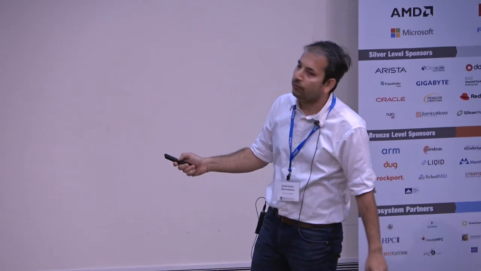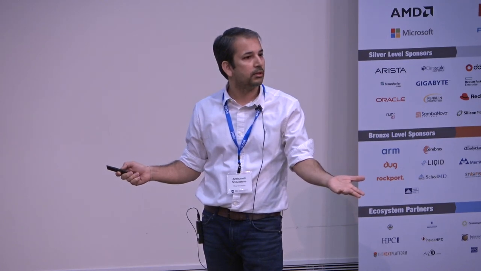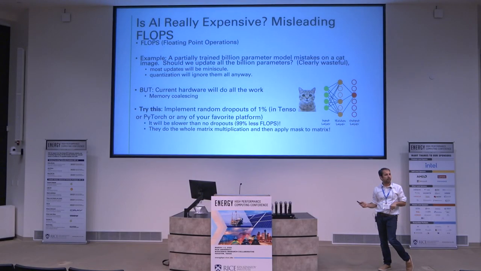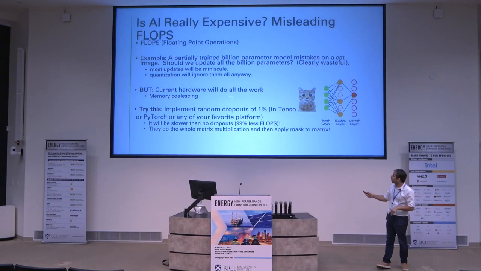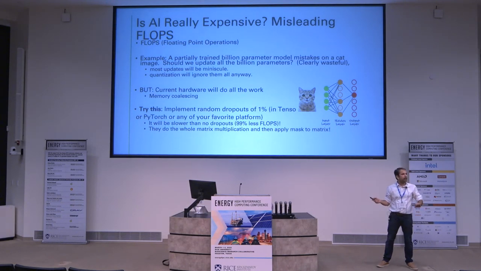Just throw away 99% of the computations randomly. And with these frameworks, you should be faster, right? I'm giving you 99% fewer flops. You'll be surprised to know that they are actually slower. You can code this up. Dropout of 1% is actually slower than no dropout, for training and for inference, both.